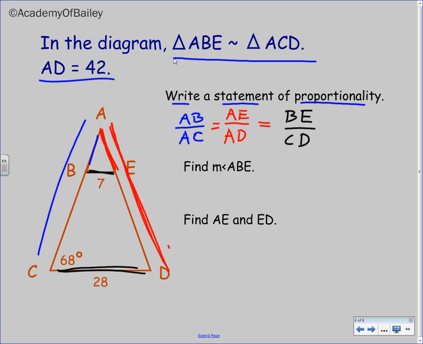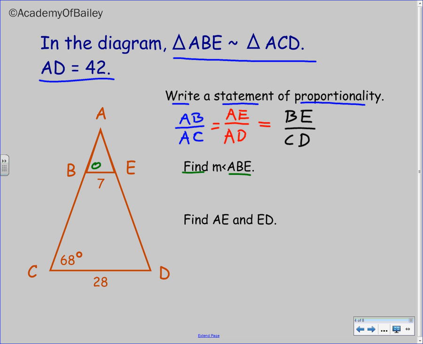So let's move on to the second question. Find the measure of ABE. Well, if we're trying to find the measure of ABE, it goes back to the definition of similar triangles. The definition of similar triangles, or similar polygons for that fact, says corresponding angles are congruent. So ABE is right here. So what is that angle measurement?